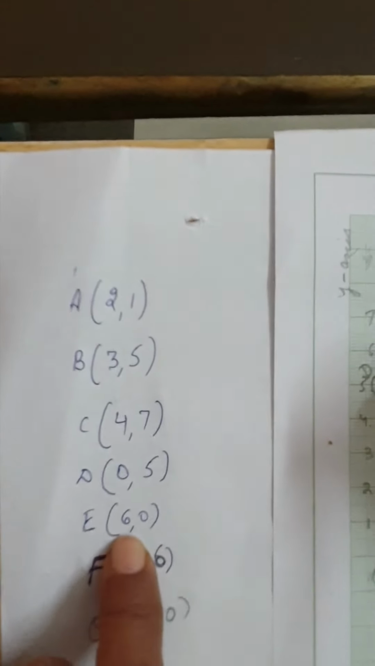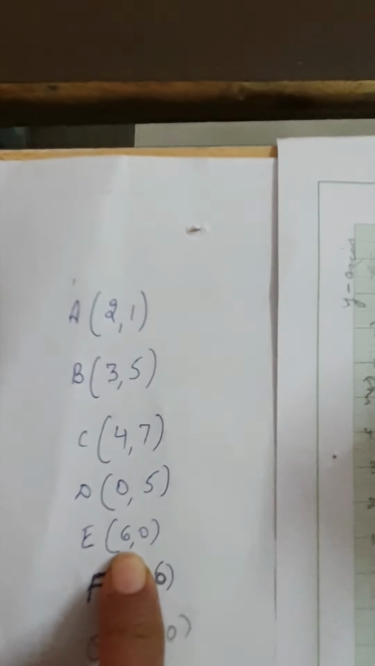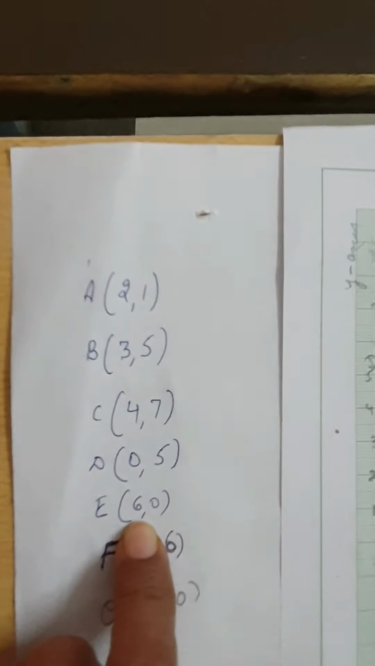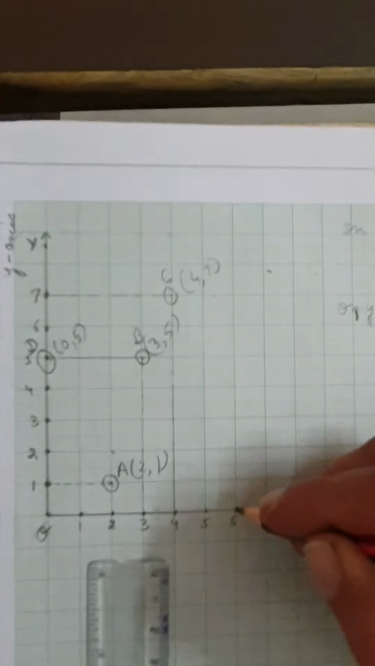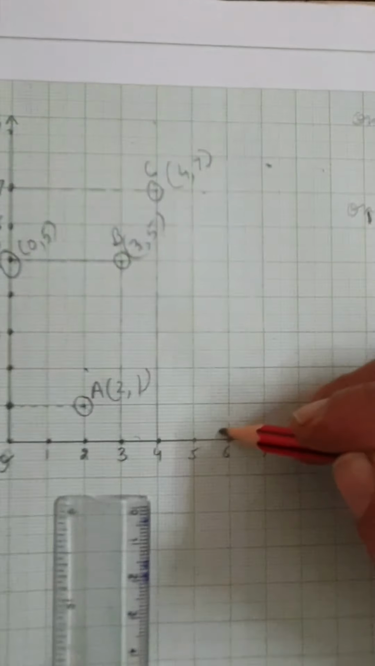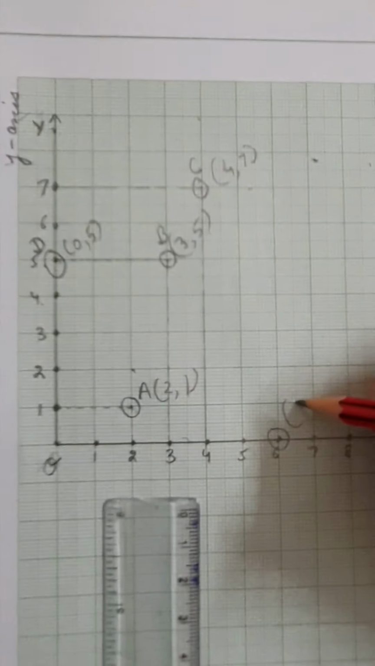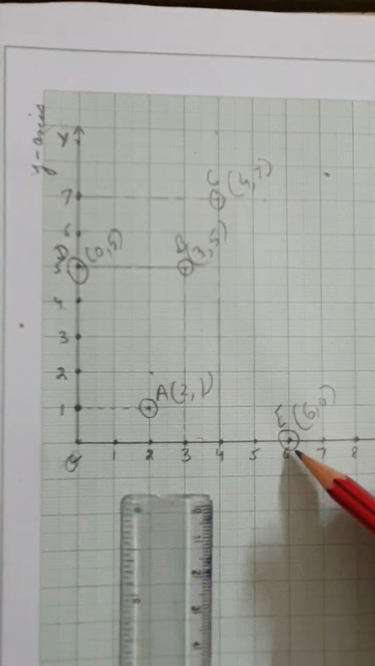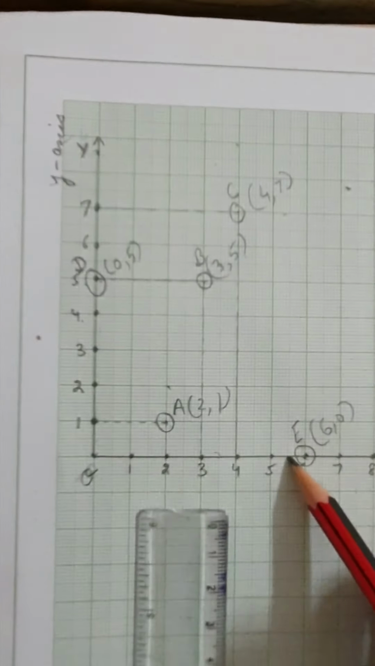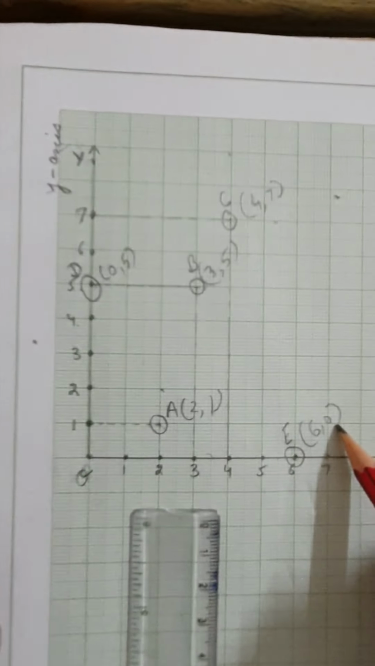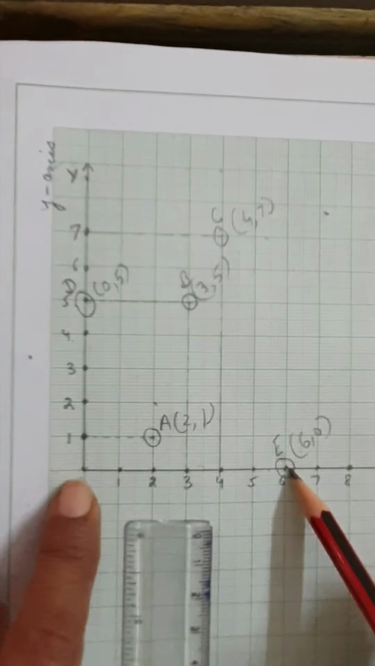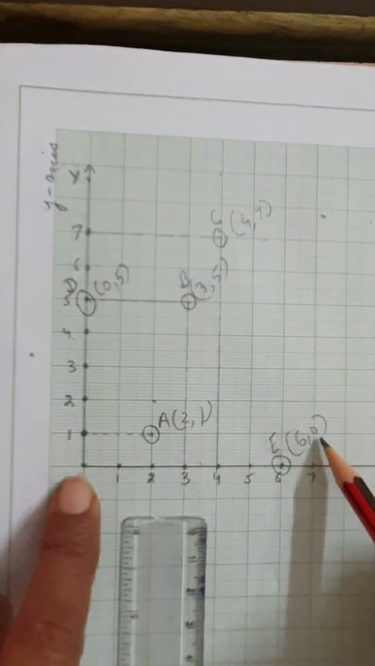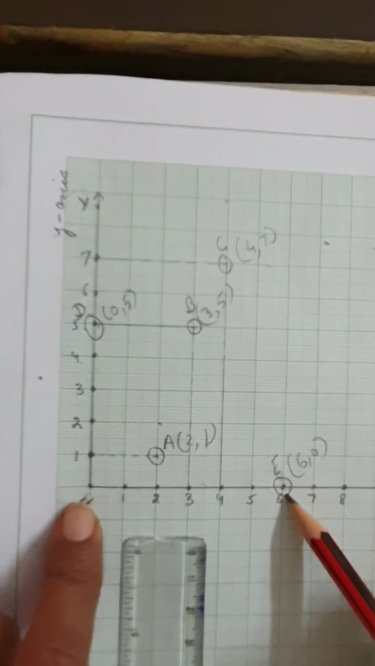Next is E, 6 and 0. Now the x coordinate is 6, that is, the gap from y-axis is 6 units. Here we are, and it is having 0 unit gap from x-axis. So it is lying on x-axis. It is 6 and 0, and we marked it as E. So point E is here, having the coordinates 6 and 0. That is a gap from y-axis 6 and gap from x-axis 0. That is, it is lying on x-axis.